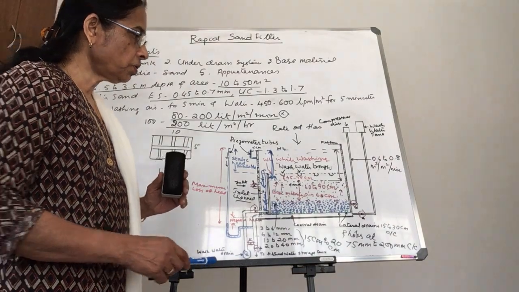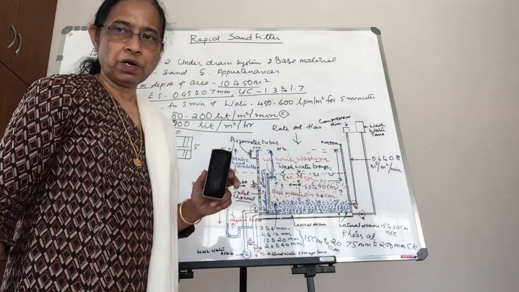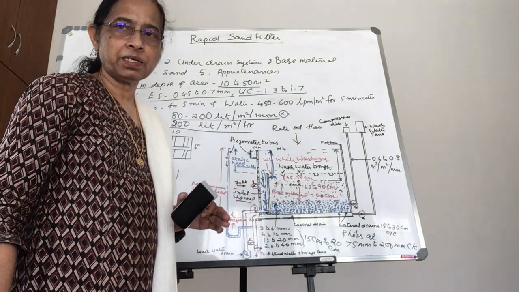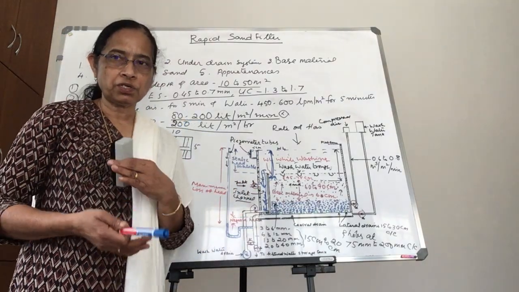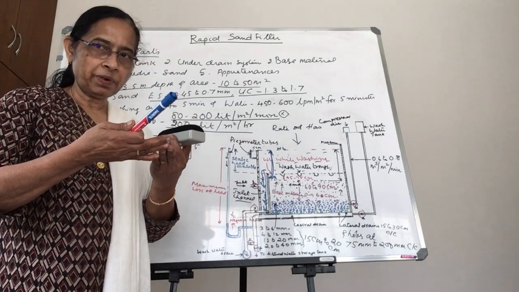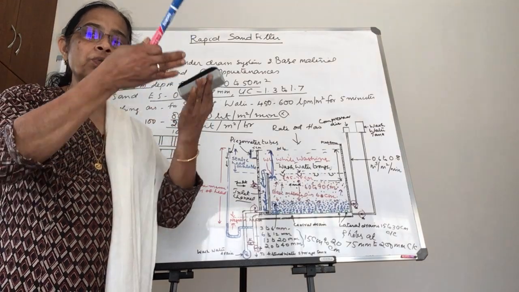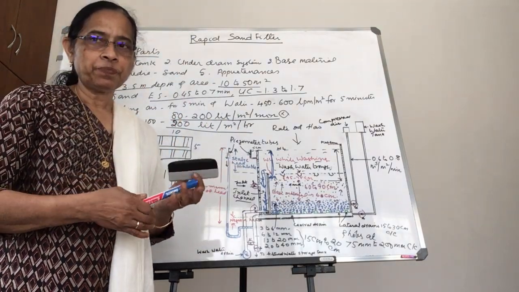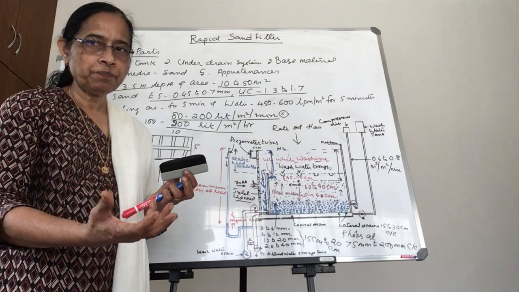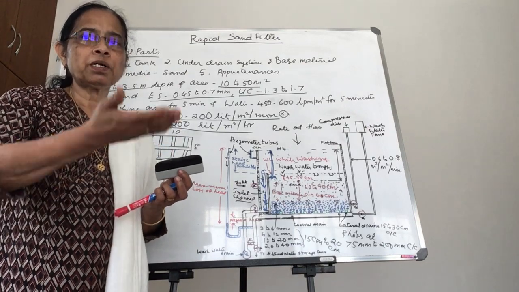Now what do you have to do? You have to open valve number 6. Valve number 6 is the compressed air, and you are allowing compressed air to pass through the lateral pipes to the central pipe, to the base material, and then to the sand media. So the compressed air is connected from the lateral pipes, that means it comes from the bottom and goes up.